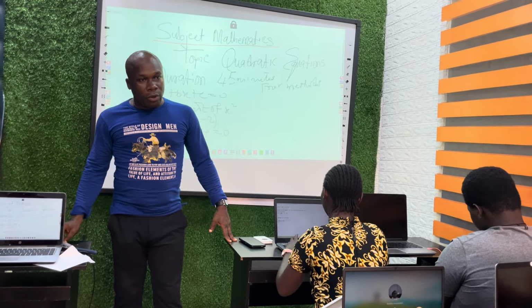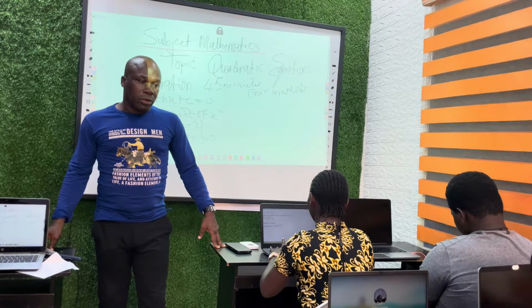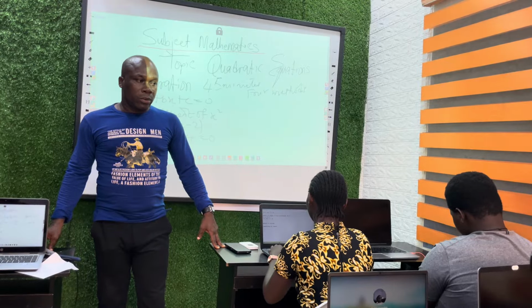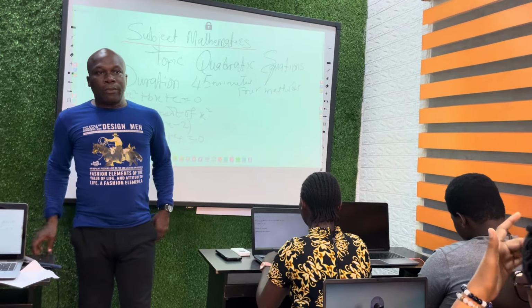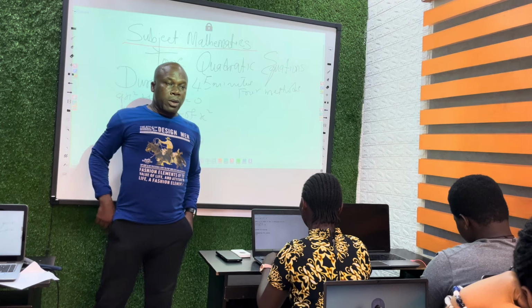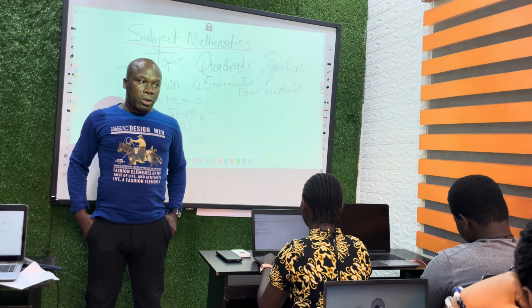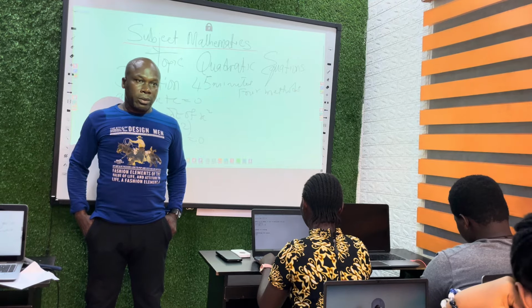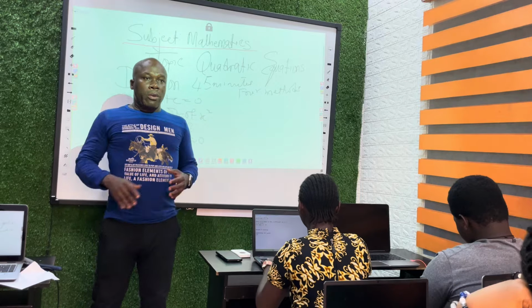The general formula method is given as x equals minus b plus or minus the square root of b squared minus 4ac, all over 2a. That's the general method. Some people call it the almighty formula. Okay? So we have another method called the factorization method.